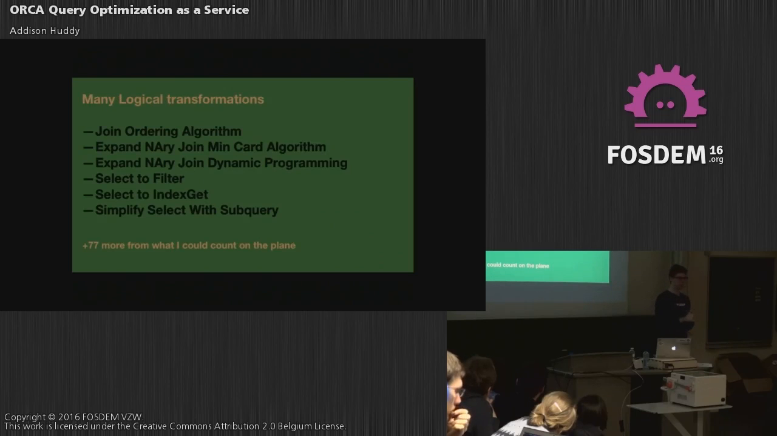So a couple of the logical transformations that I talked about: there's a join ordering algorithm. There we expand n-ary join, min and max cardinality algorithms, a whole host. And there were 77 more that I could count on the plane, but there was a lot of turbulence, and I was just counting them like this. But there's a lot, and you can add them. And the reason that there's a lot is that it's modular. If you have an idea of like, oh, I think we could actually compute this one tree in a different way, and when we were developing these, that's what we did. It was just, oh, there's an idea, and we added one. And then Orca, the way that it's architected, just does the rest for us.